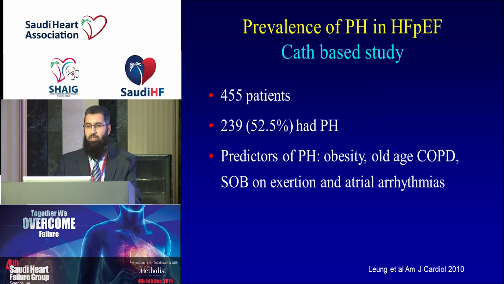Now, if you look, this is a CAT-based study, not an echo-based study. And again, in this group of 455 patients, the prevalence was really very high, over 50%. The predictors of pulmonary hypertension in this group were obesity, old age, COPD, shortness of breath on exertion, and atrial fibrillation or atrial arrhythmias.